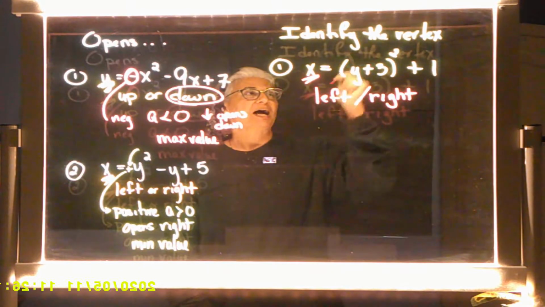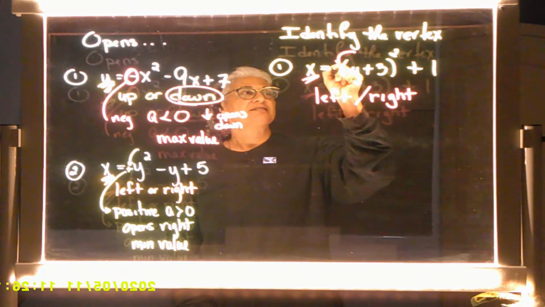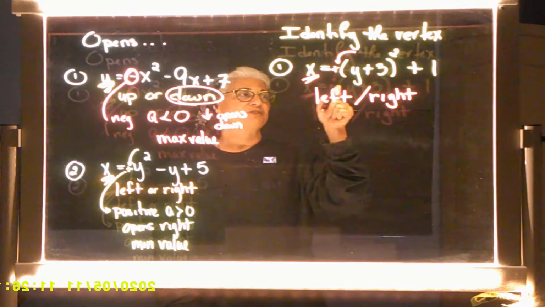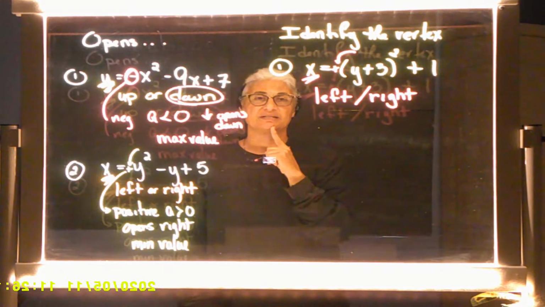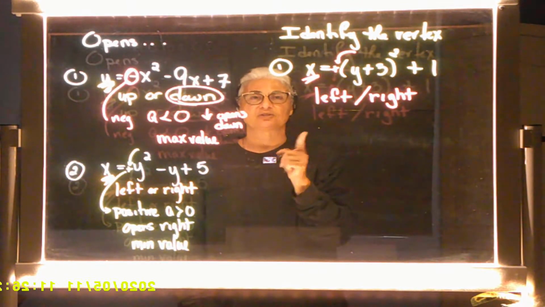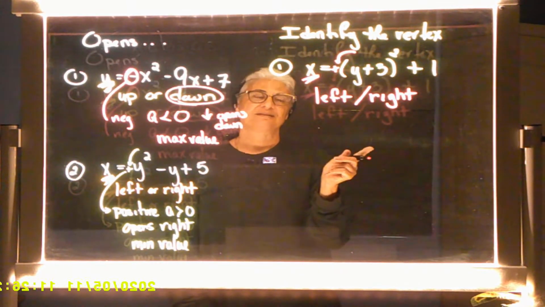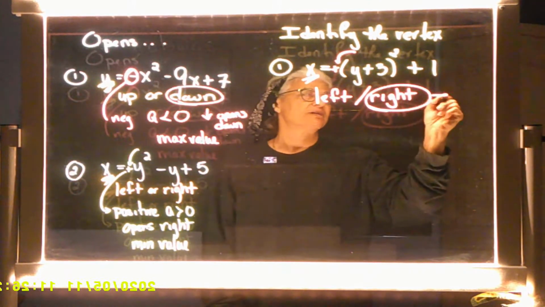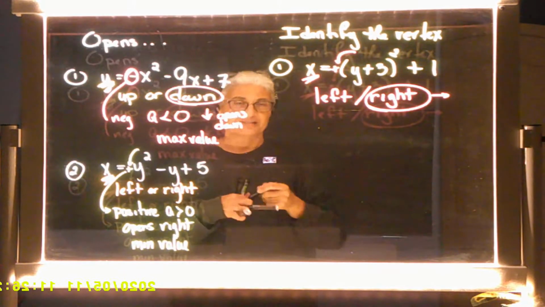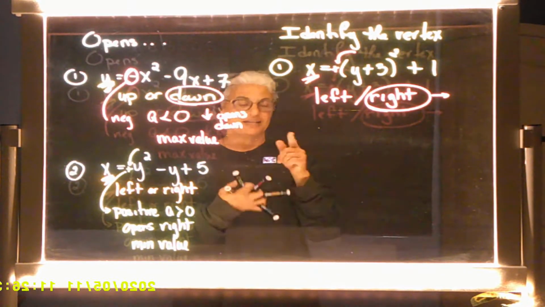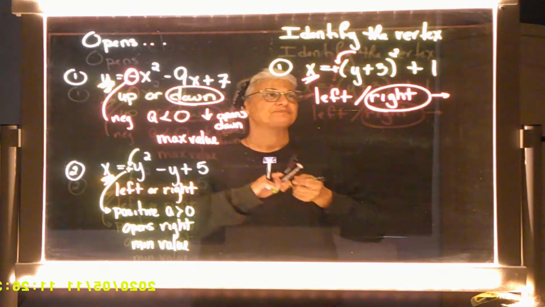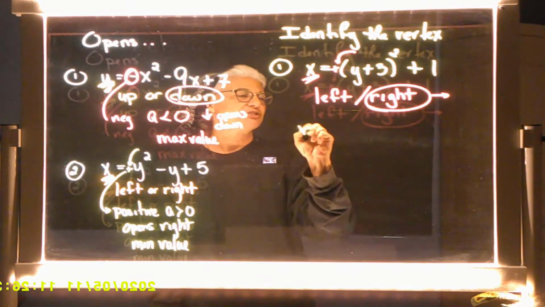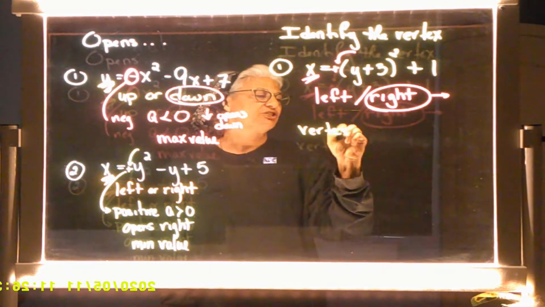So, I notice in front of the parentheses is a positive sign, correct? Since it's positive, does it go left or does it go right? Excellent. It goes to the right because the right is where the positive x's are. Awesome. Okay, now let's look at the vertex. So the vertex is supposed to be (h, k), right?